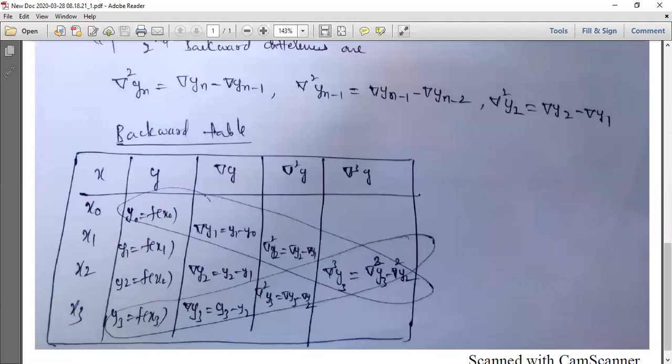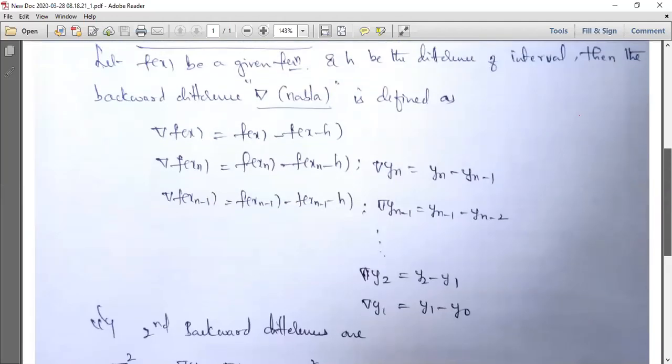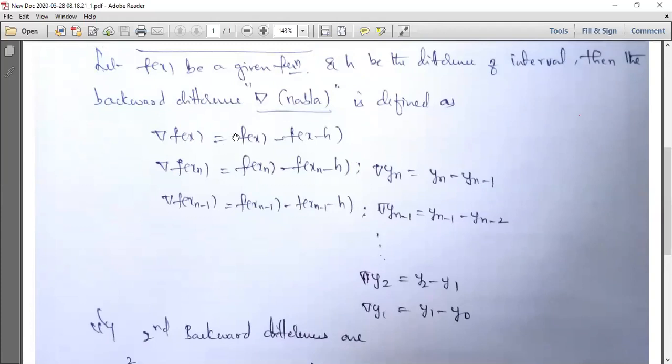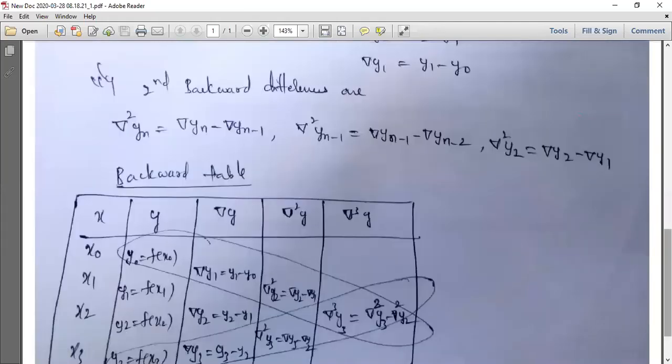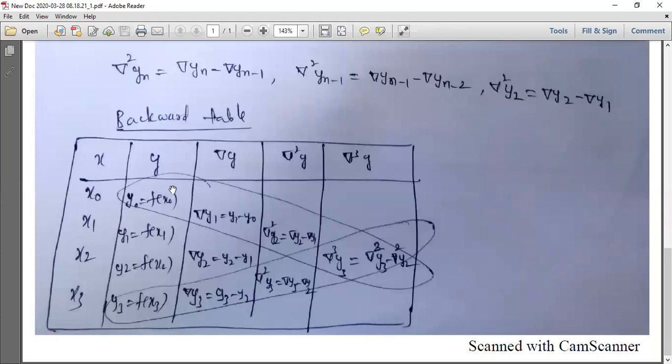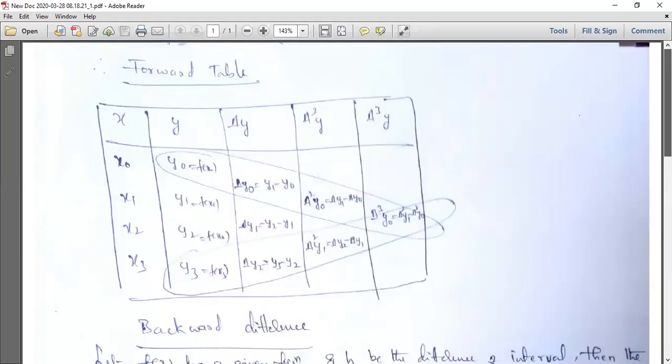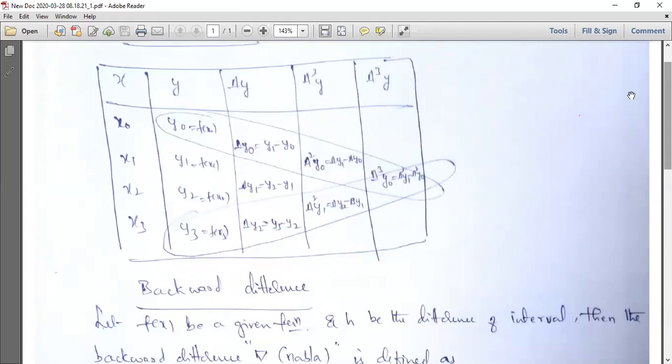We have to define here the forward and backward. The only difference is that in the forward term it is f of x plus h minus f of x, but in the backward term it is f of x minus f of x minus h. That is the major difference between forward and backward. From that point, I am going to represent the table. The upper entries of the given table are the leading entries of the backward, and the lower entries are the leading entries of the forward. So these are some basic notes for finite differences, backward as well as forward.